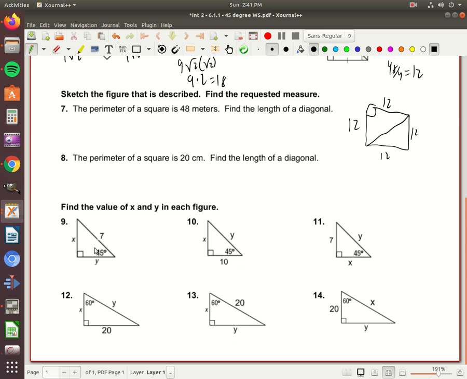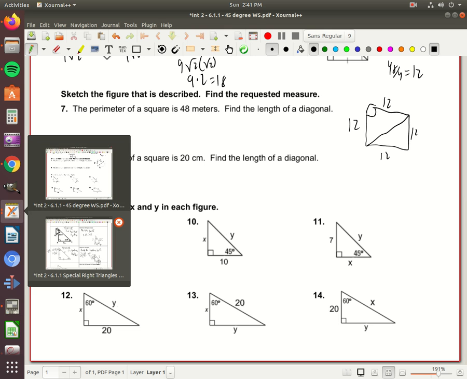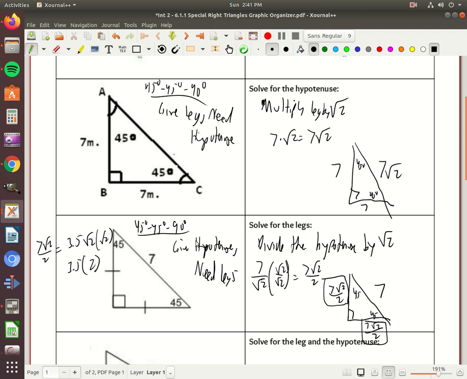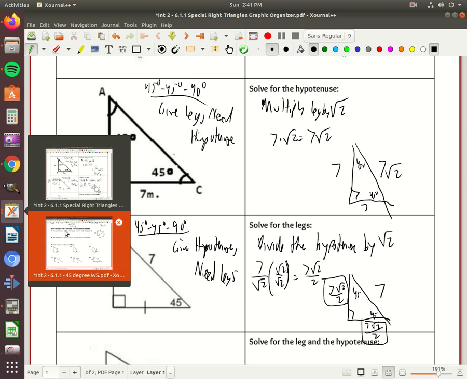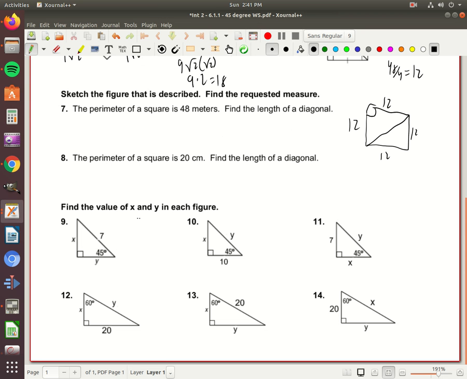And then, again, just to end it, same kinds of things. We need to solve for the x and the y. So if this is 45, and I know that my hypotenuse is 7, I'll go back over here. If they give me the hypotenuse and I need the leg, I'll divide by the square root of 2. So I'll go back over here, and I will divide 7 by the square root of 2. I can't have an irrational denominator. So I will get 7 times the square root of 2 over 2. And that is going to be true for both of these.